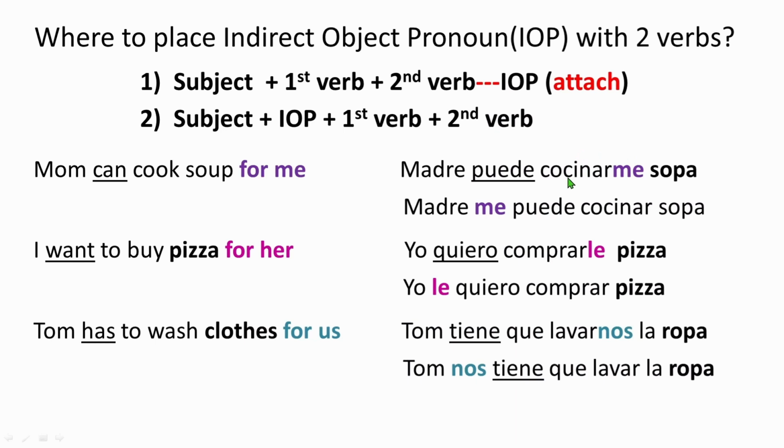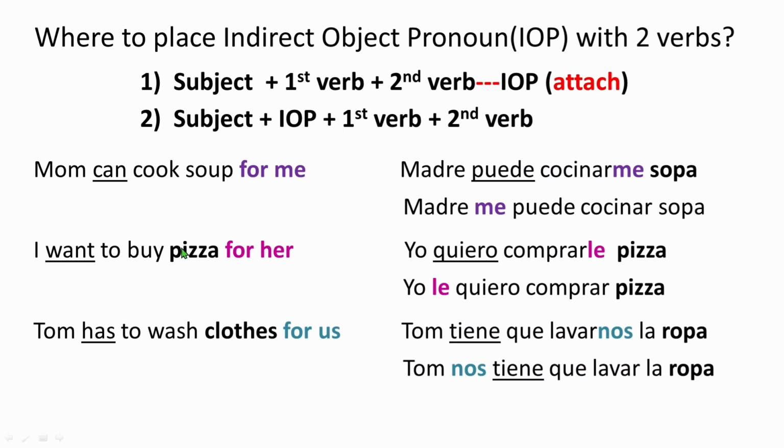All right, next what we do is, madre me puede cocinar sopa. Okay, here we are just putting the indirect object before the first verb, just like when there's just one verb. Same, the second one is easy. So either you can attach it to the second verb, or you can place it before the first verb. Okay, so that's it. Simple, very easy.